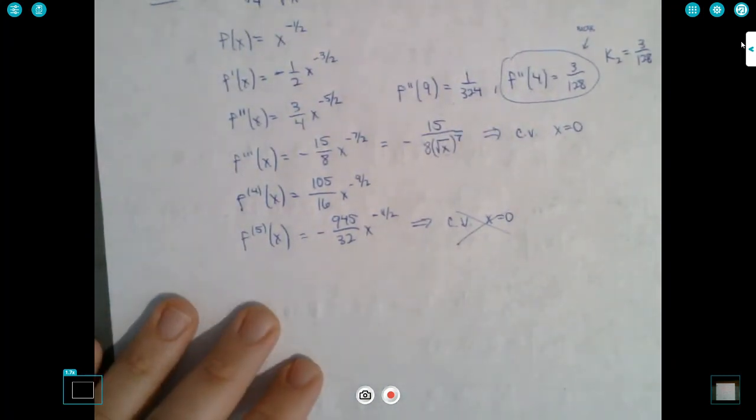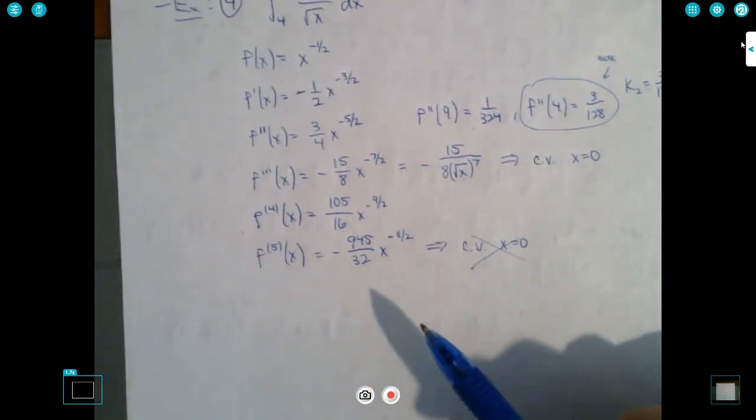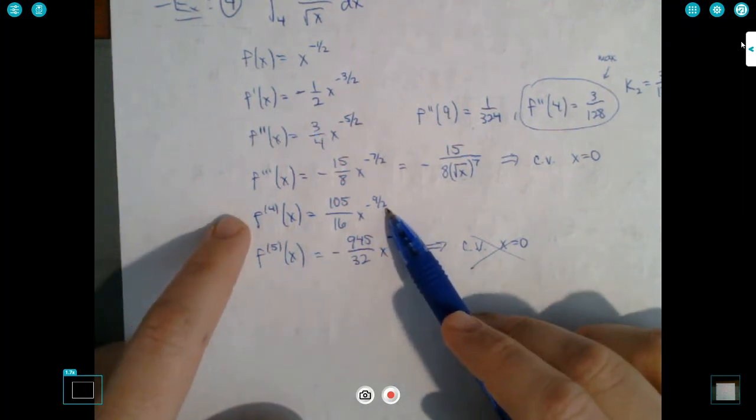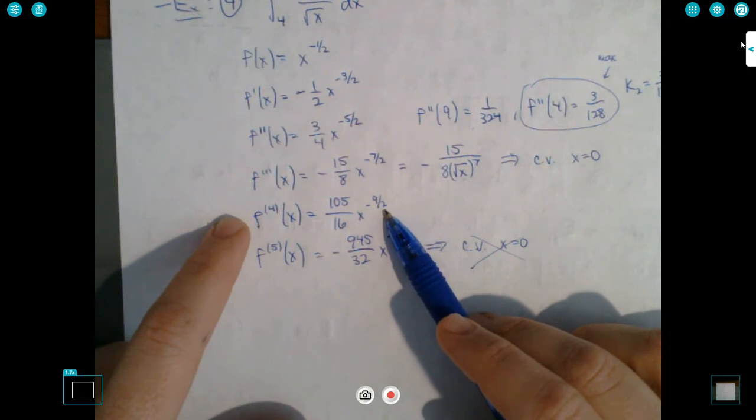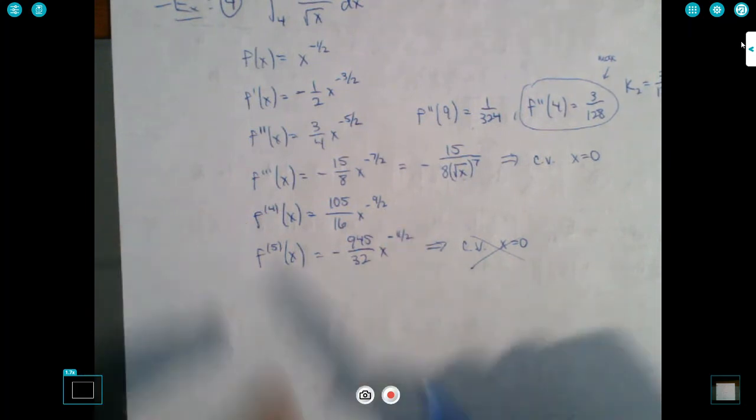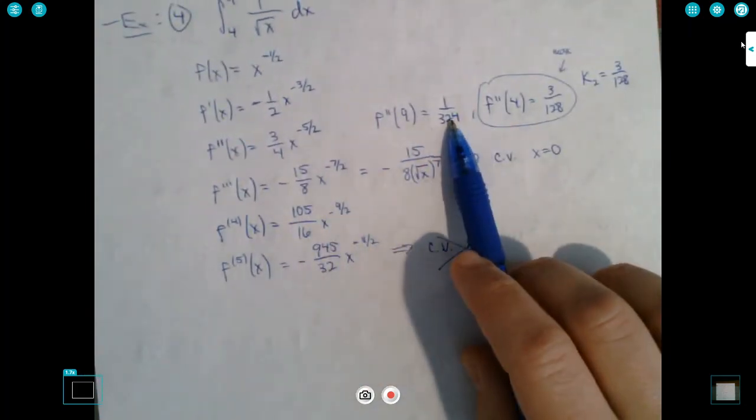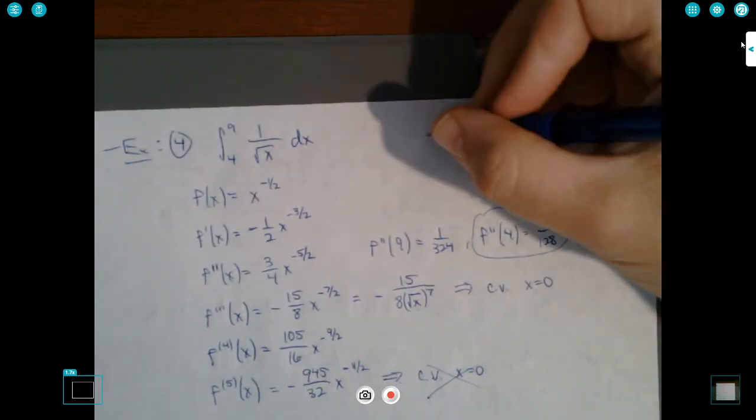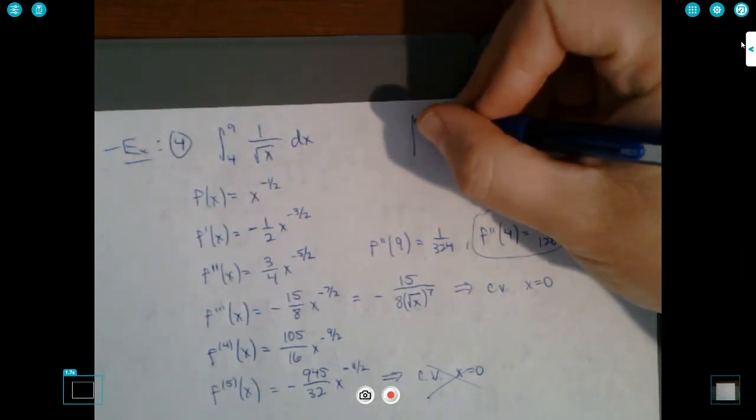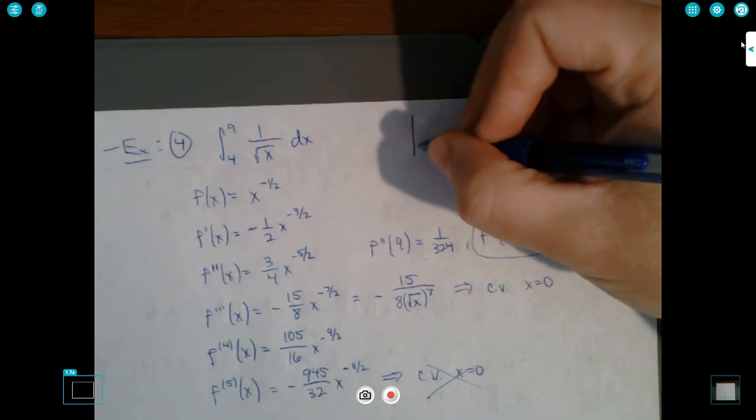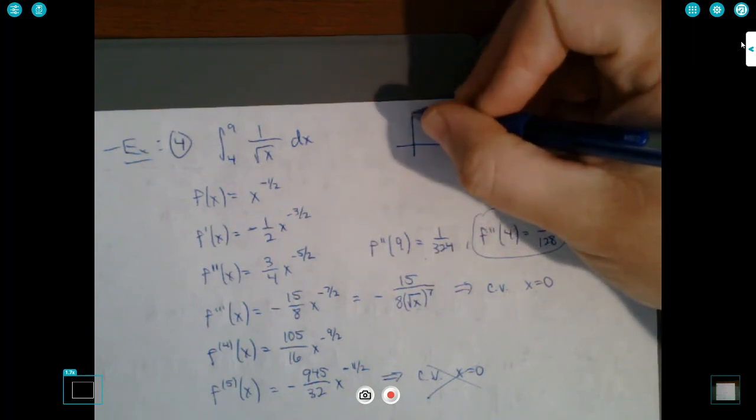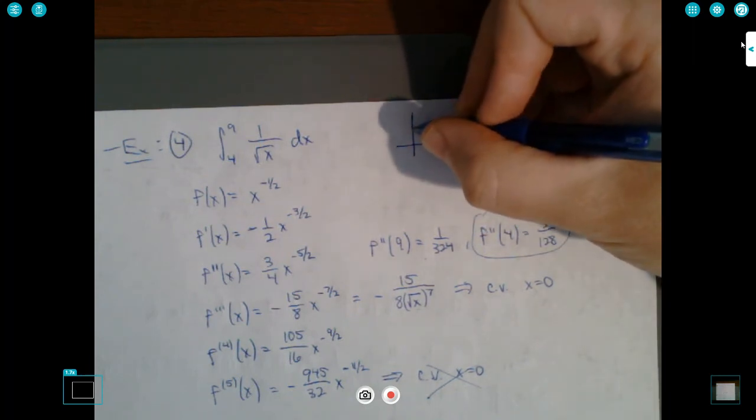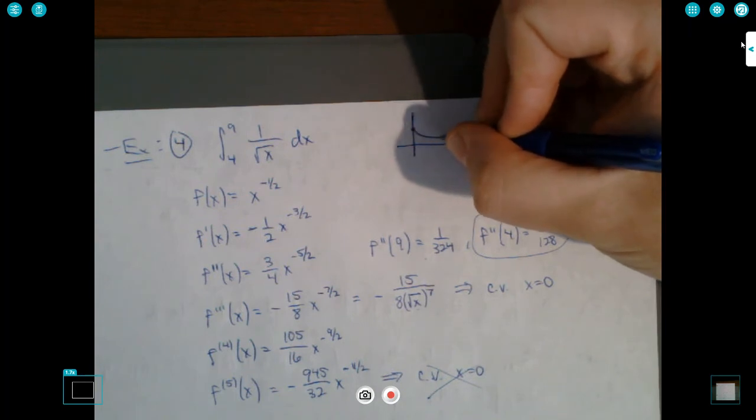That means that the maximum and minimum values are going to take place at the endpoints, right? So I just have to plug in 9 and 4, and I'm going to guess, based on my previous work, that the maximum value is going to take place at 4, because it's decreasing. I suppose I could have saved myself some work and realized that 1 over square root of x has got to be a decreasing function. It's got to look kind of like that.